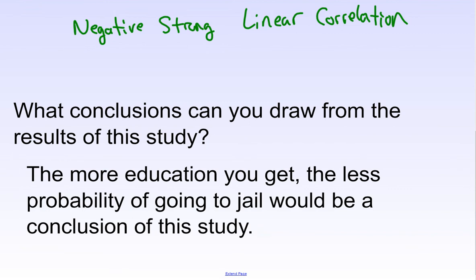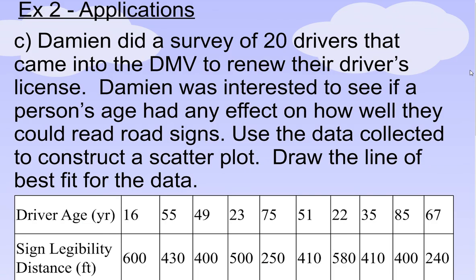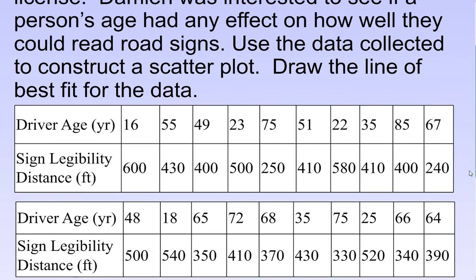We have letter C. It says Damien did a survey of 20 drivers that came into the DMV to renew their driver's license. Damien was interested to see if a person's age had any effect on how well they could read road signs. Use the data collected to construct a scatter plot. Draw the line of best fit for the data. Okay, so we need to construct a scatter plot and draw a line of best fit.